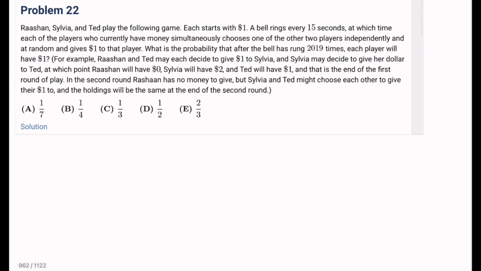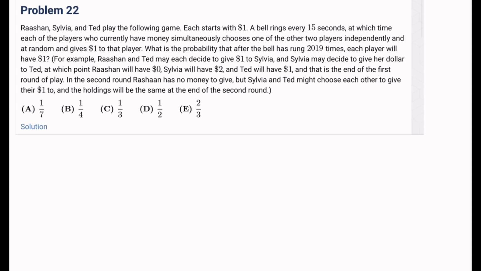Number 22. Rashan, Sylvia, and Ted play the following game. Each starts with $1. A bell rings every 15 seconds, at which time each of the players who currently have money simultaneously chooses one of the other 2 players independently and at random, and gives $1 to that player. What is the probability that after the bell has rung 2019 times, each player will have $1? For example, Rashan and Ted may each decide to give $1 to Sylvia, and Sylvia may decide to give her dollar to Ted, at which point Rashan will have $0, Sylvia will have $2, and Ted will have $1, and that is the end of the first round of play.